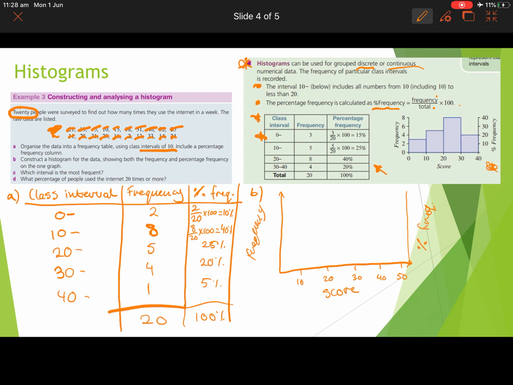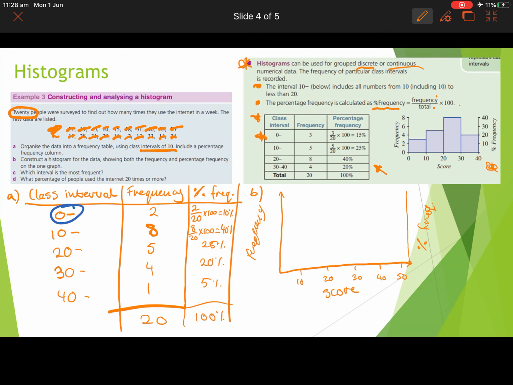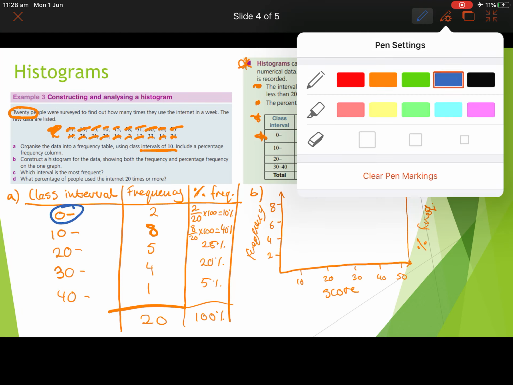So for 0 to 10, let me grab a different colour. From 0 to 10, okay, we've got 2. Oh, hang on, I haven't finished. I haven't put my numbers up the side of frequency. So we're going to go up to 8, and I might go up by 2. So 2, 4, 6, 8. Now I can do it.